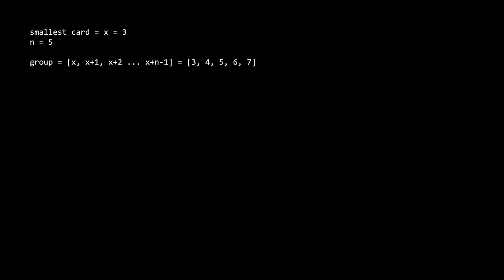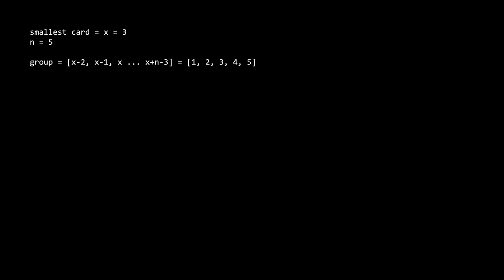This has to be the case because the only other situation would be that x is in the middle or the end of a group. Something like this, where x is 3, but it is in the middle of a group where there is 1 and 2 in front of it. But the problem here is that this is a contradiction because we said that x was the smallest card. Since 1 and 2 are present, then x is actually not our smallest card, 1 is our smallest card.